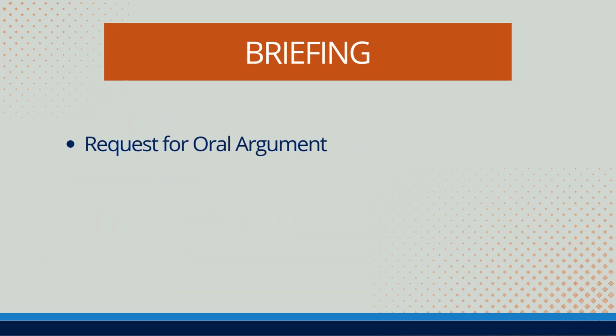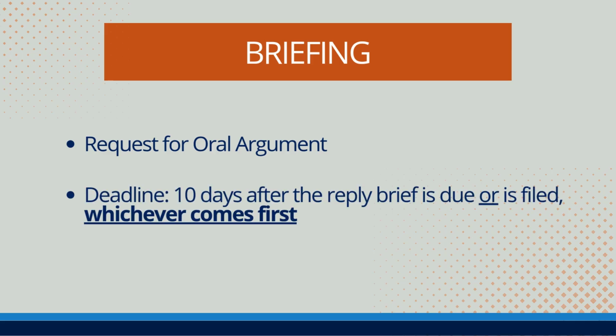To ask the court to let you and the other party talk to the judges in person about what is in the briefs, you must file a request for oral argument. There is a form available on the court's website. The deadline is 10 days after the reply brief is due or is filed, whichever comes first. If the court schedules argument, you can only talk about what is in the briefs.